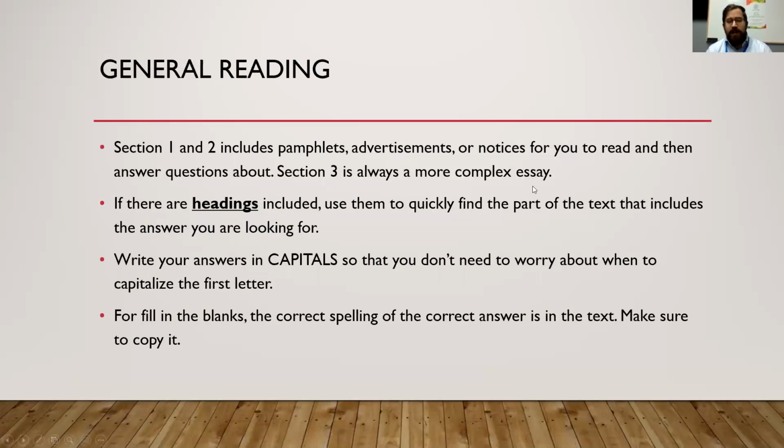In terms of general reading, section 1 and 2, like I've said, it includes pamphlets, advertisements, notices. They're a lot easier to read, and it's easier and faster to find the information you need to get the correct answer. One thing you should know is if there are headings included, and many of the sections have headings over top of paragraphs, use those to quickly find the part of the text that includes the answers you're looking for. So they'll often categorize things, and I'll show you what I mean by that in a little bit.